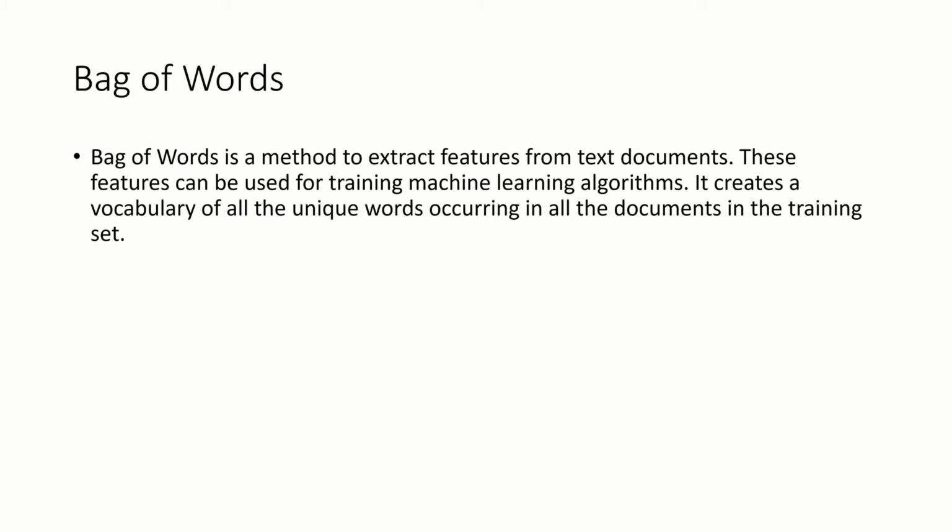Bag of words is one of the other techniques to convert words into vectors. It is a method to extract features from text documents. These features can be used for training machine learning algorithms. It creates a vocabulary of all the unique words occurring in all the documents in the training set. So the difference between one hot encoding and bag of words is that in bag of words we create a vocabulary of the unique words.